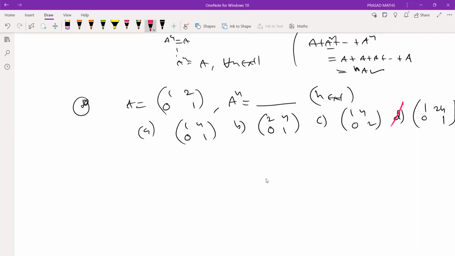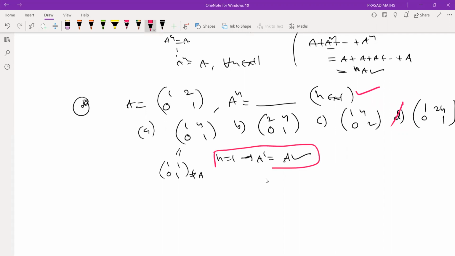One thing is you need to compute a square. The other is you can apply mathematical induction, because they are integral powers. So you take n equals 1. That means a power 1. What is a power 1? A itself. So when you plug n equals 1 into this option, you get 1, 1, 0, 1. This is not your a, so this is not your answer. What you need is that if you plug n equals 1, you get a itself. A power 1 is equal to a itself.